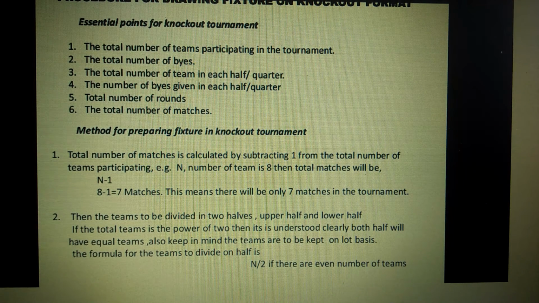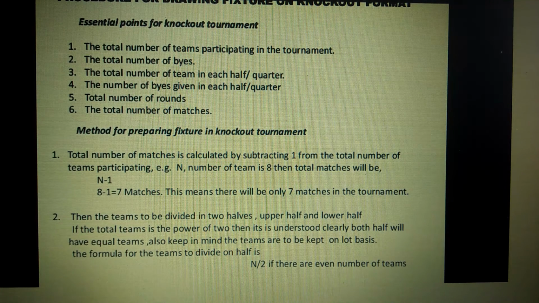And there are methods for preparing fixtures in a knockout tournament. First, the total number of matches is calculated by subtracting 1 from the total number of teams participating. Where n is the number of teams, if n is 8, then total matches will be n minus 1. So 8 minus 1 equals 7 matches. This means there will be only 7 matches in the tournament.